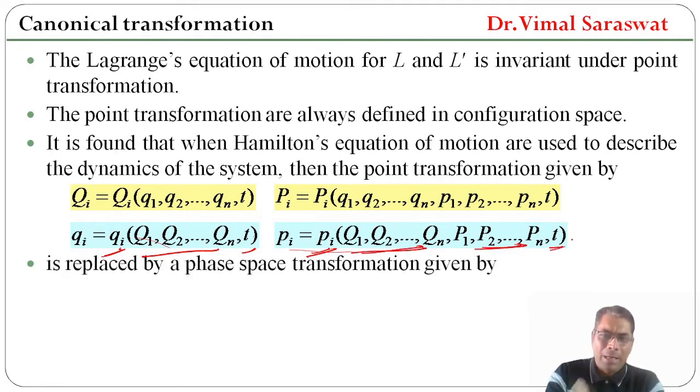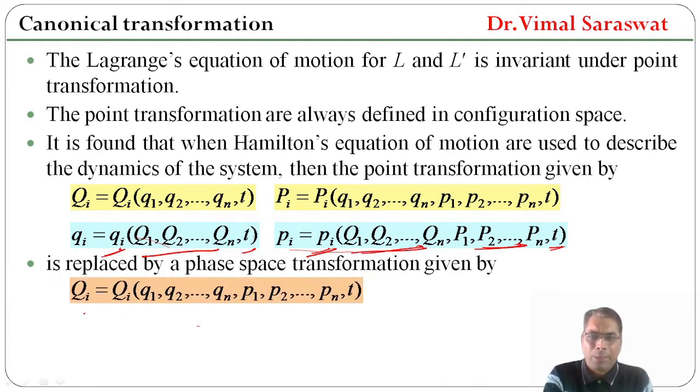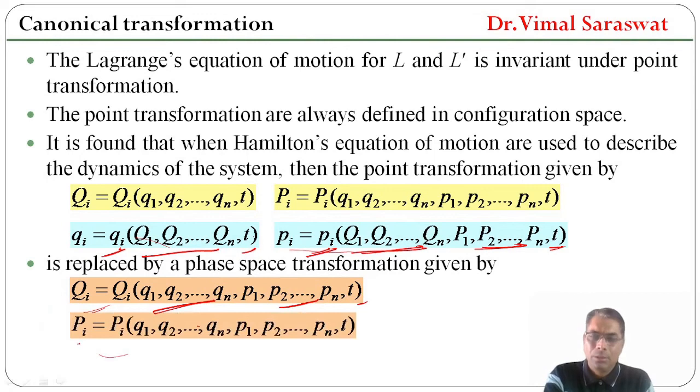It is replaced by a phase space transformation given by capital Qi as a function of old coordinates, old momenta and time, and capital Pi as a function of old coordinates, old momenta and time. So when Hamilton's equations of motion are used to describe the dynamics of the system, the point transformation given by this is replaced by a phase space transformation given by this one.